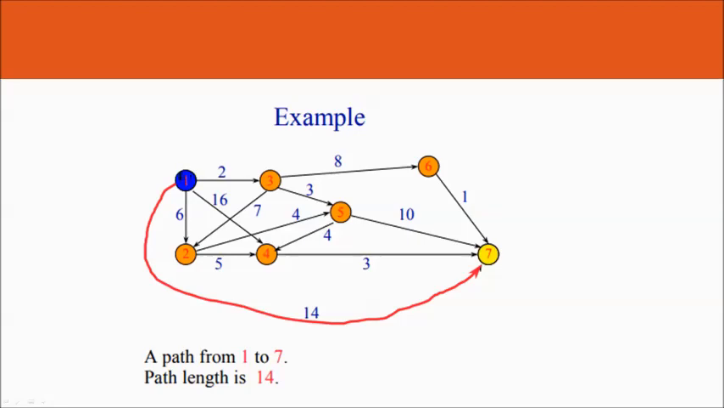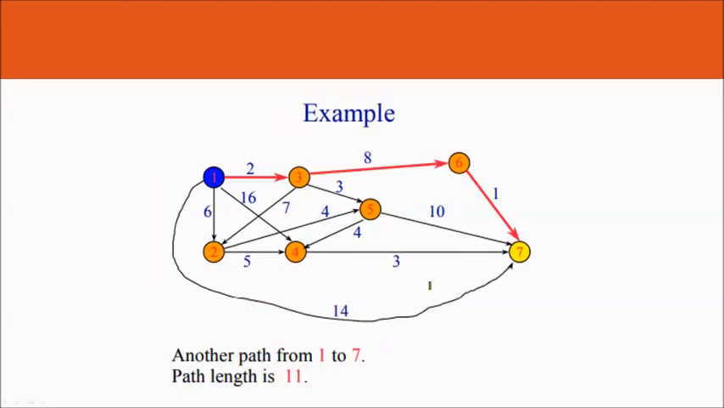If you're going to check the path from vertex 1 to vertex 7, the path length is equal to 14, or the weight is 14. Next, let's look for a different path from 1 to 7. So the first example from 1 to 7 gives us 14.